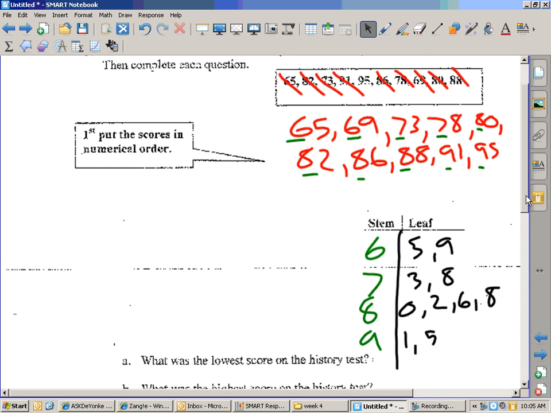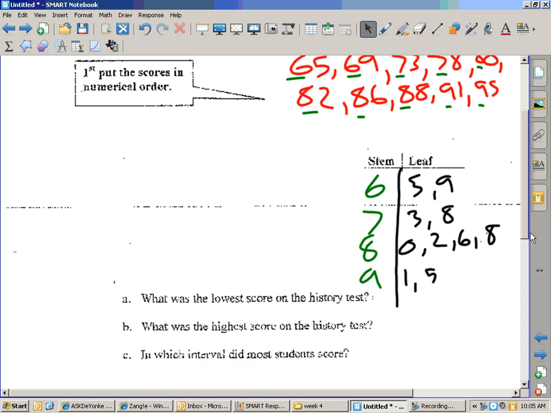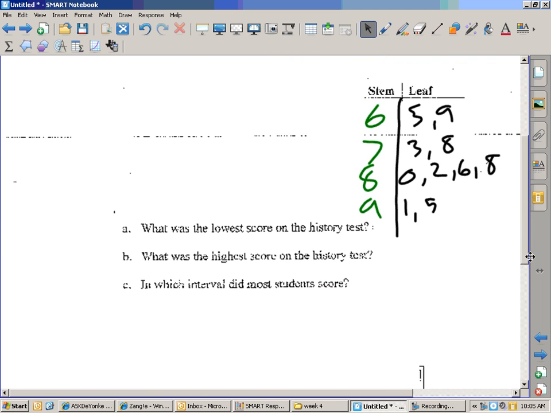Now that we've made our stem and leaf plot, we can answer questions. What is the lowest score? Again, we go to the lowest stem, smallest leaf. So in this case, the lowest score is 65. Highest score, go to the highest stem, highest leaf, the score is 95. In which interval do the most students score? An interval.